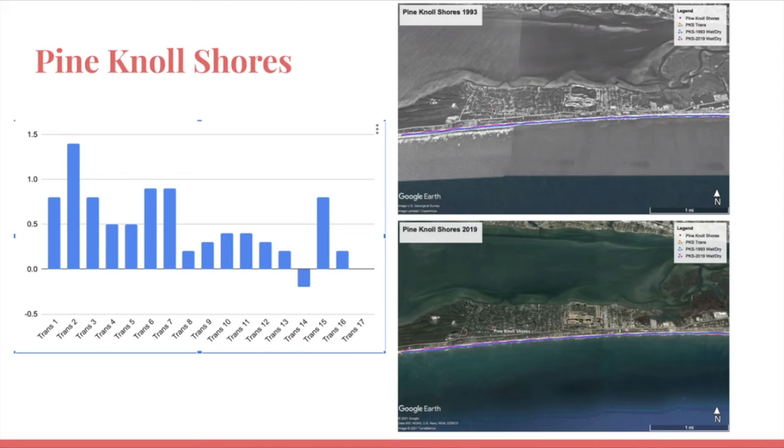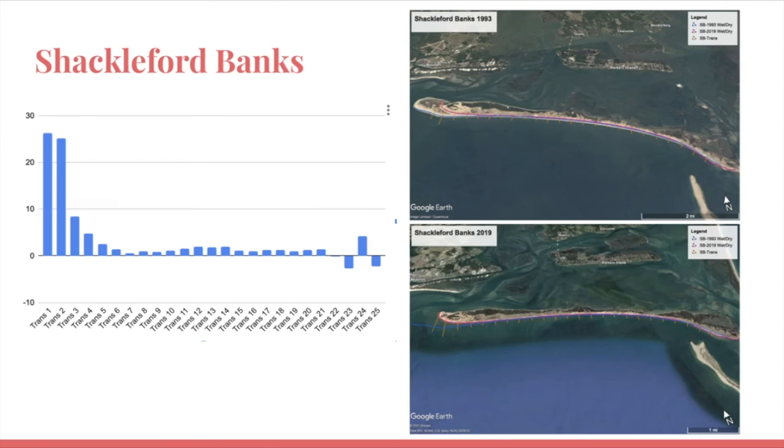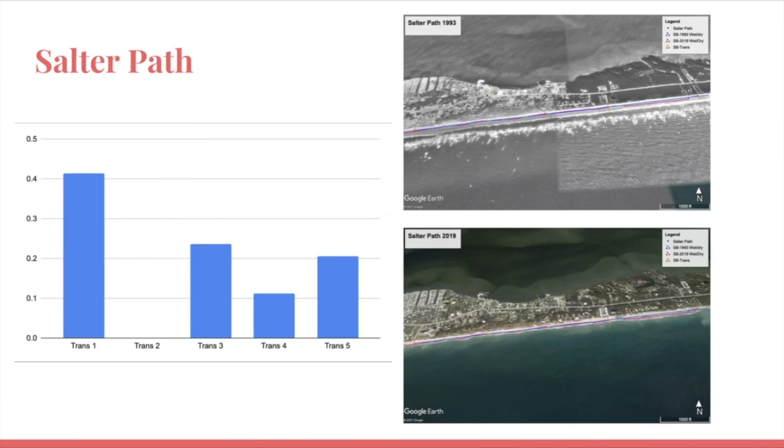Pine Knoll Shores shows images from 1993 to 2019 with wavering erosion rates along the shoreline. Shackelford Banks shows images from 1993 to 2019 and has significant erosion rates on the Cape, but lower erosion rates along the shore. Salter Path shows images from 1993 to 2019. In this graph, you can see that Transect Line 2 has had no loss or gain between the two images, while the rest of the areas have had erosion.